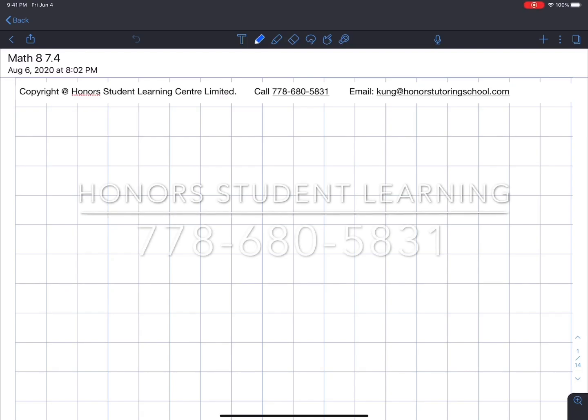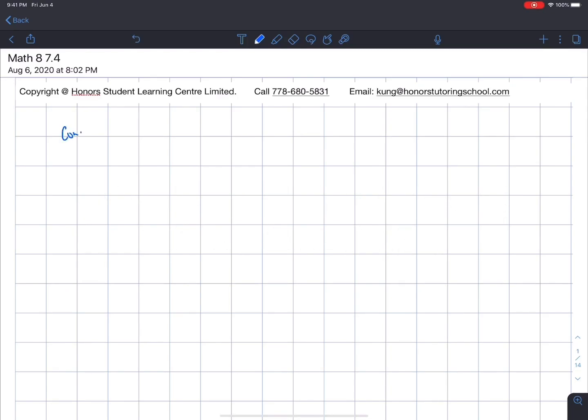Okay, moving on to 7.4. So some of the concepts that you need to know are the reasons why a graph is misleading. So misleading graphs can have the following reasons.